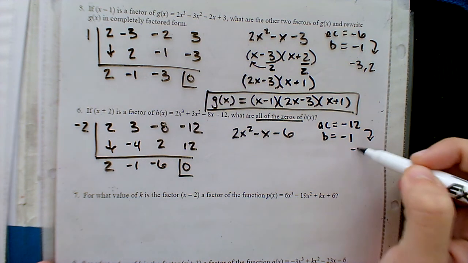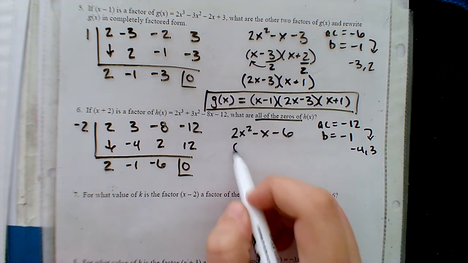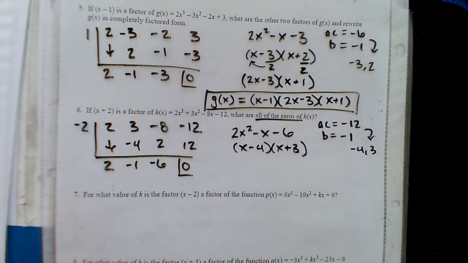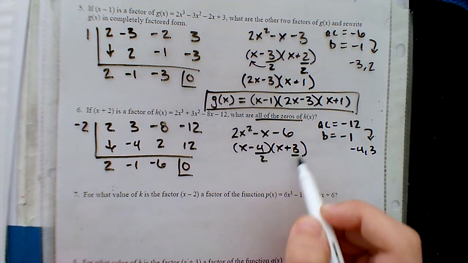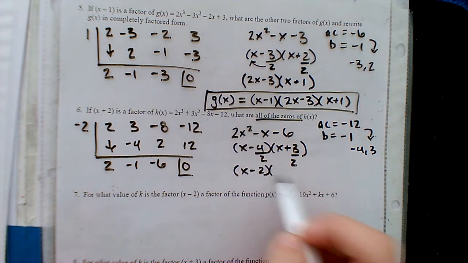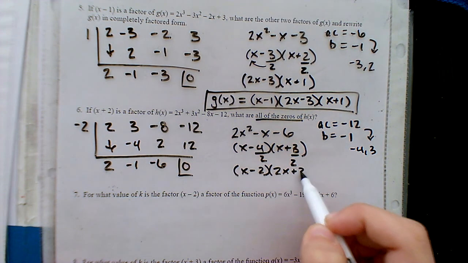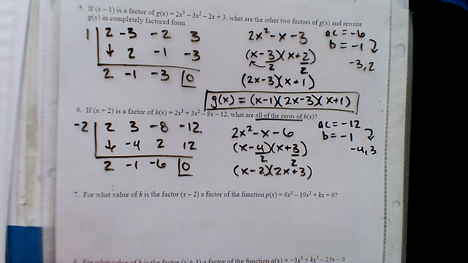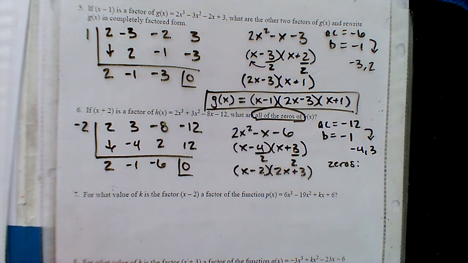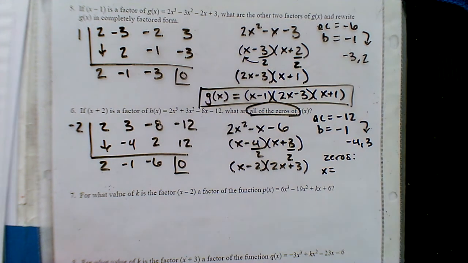Yeah. Negative 4 and 3. All right, so we'll have x minus 4, x plus 3, a value of 2. So we'll have x minus 2, and then 2x plus 3. Okay. So we've officially found all the factors. They want us to now find the x-intercepts, or those zeros. So let's see if we can do that here.